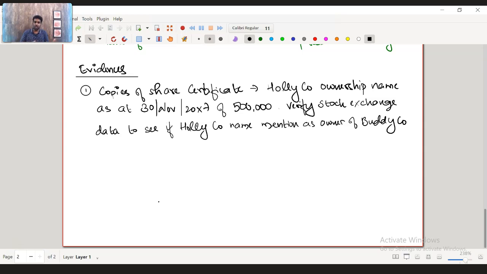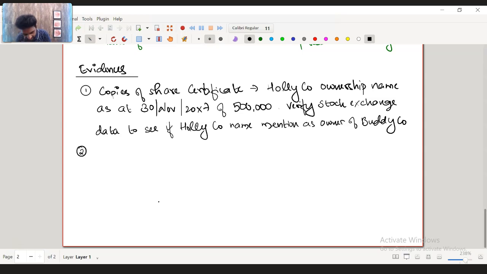That also is a third party source, which is good evidence as well, because you're collecting the information not just from internal documents, but also from a third party source, which is a stock exchange website, which is direct evidence as well.